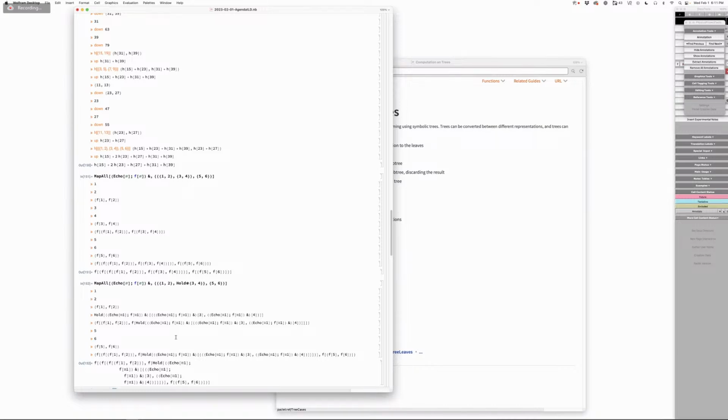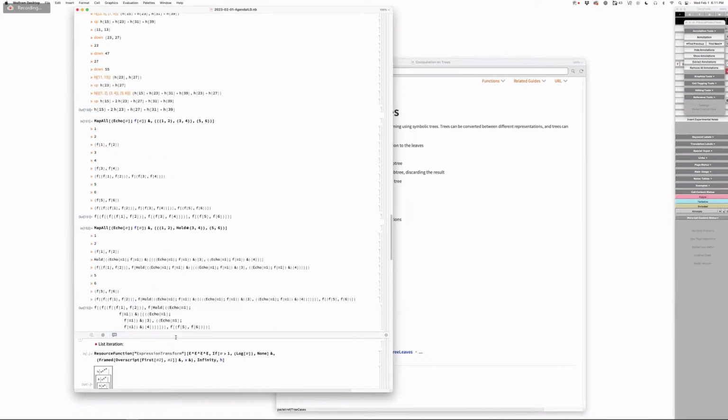Oh my God, what's that? What the hell is that? Well, it went inside everywhere. At every node, it inserted the function, but once you're inside the hold, it's not allowed to evaluate, so you get ever more compound heads. Oh gosh.